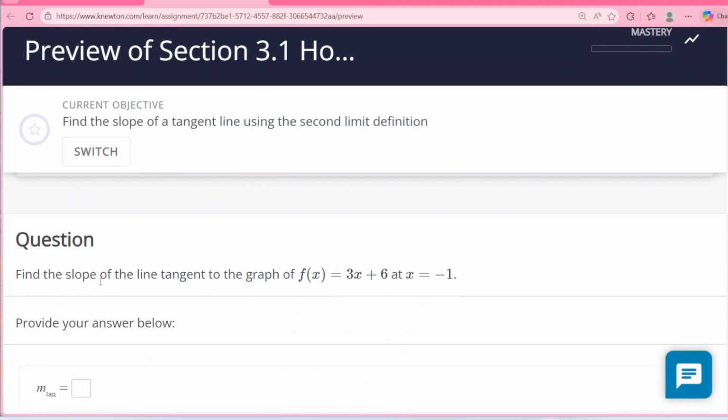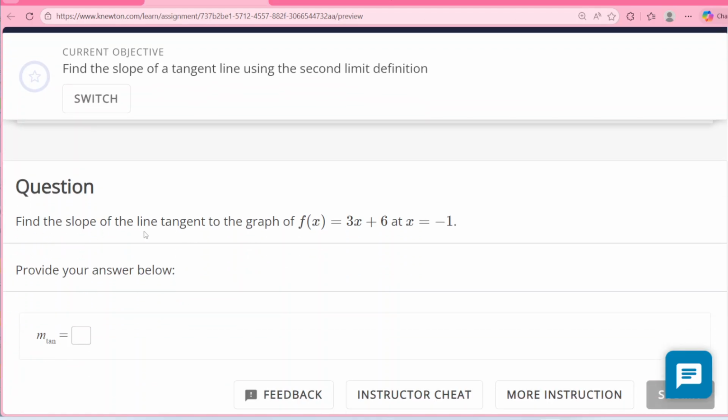So look, now we're asked to find the slope of the line tangent to the graph of f of x equals 3x plus 6 at x equals -1. Now, this function we are given is already a line. This is mx plus b, this is y equals 3x plus 6. So no matter where I'm at, the tangent line will just be this line. You're going in the direction that the line is going in. And the slope of this line is 3.